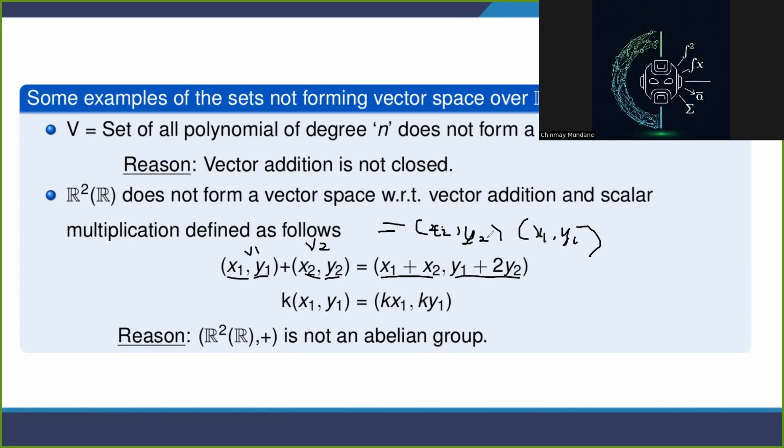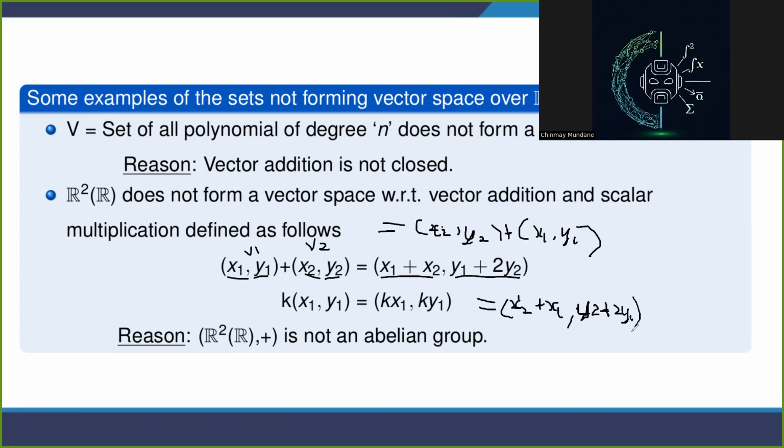And if you add this together, what will you get? You will get x2 plus x1, which is cool, because you are getting the same value as x1 plus x2. They're just changed by the order. But in the next part, you will get y2 plus 2y1.